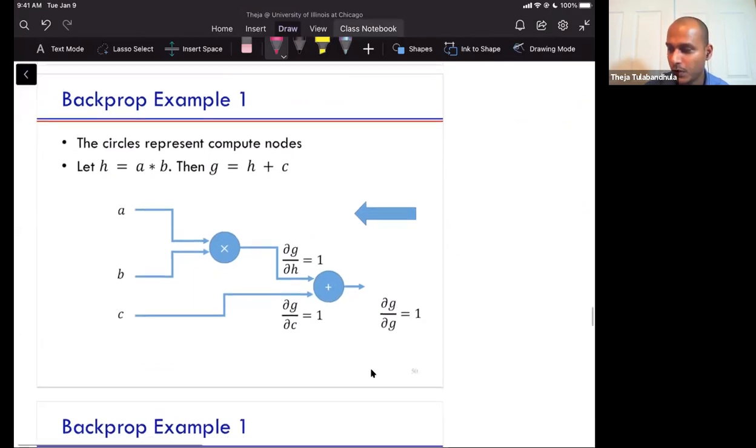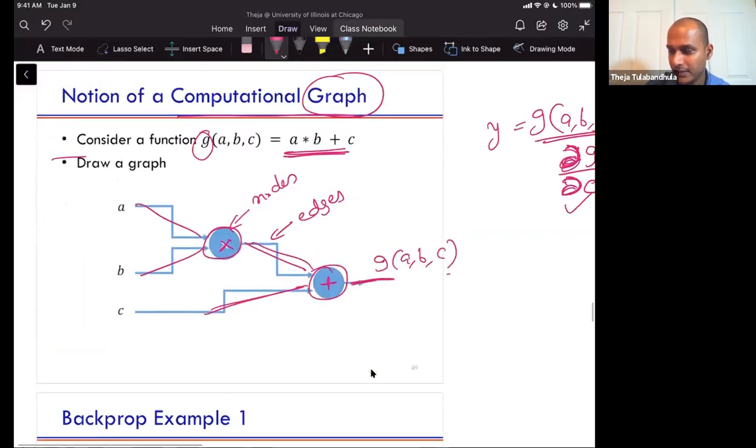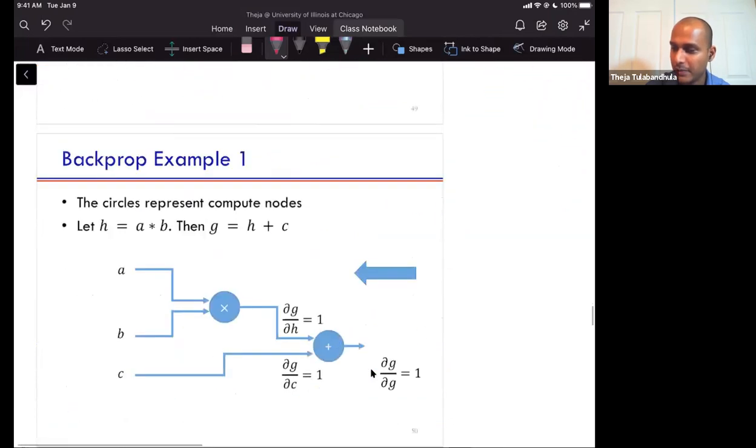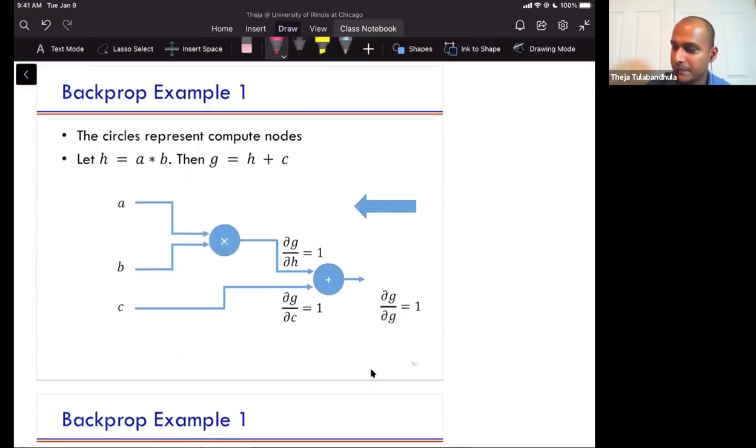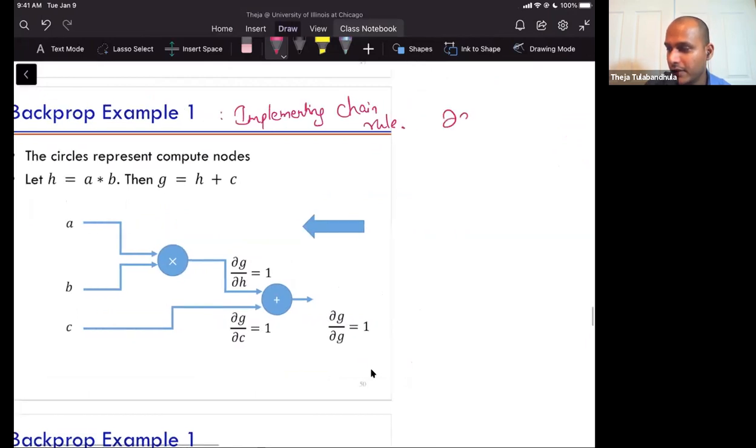So here's a BackProp example. The previous example was just, here's the function, here's the graph for that function. Let me start with the same function. Now we're going to do BackProp. BackProp is just an implementation of chain rule. What we want at the end of the day is the gradient of G with respect to A, the gradient of G with respect to B, and the gradient of G with respect to C.